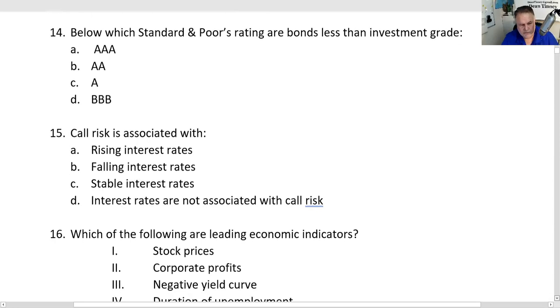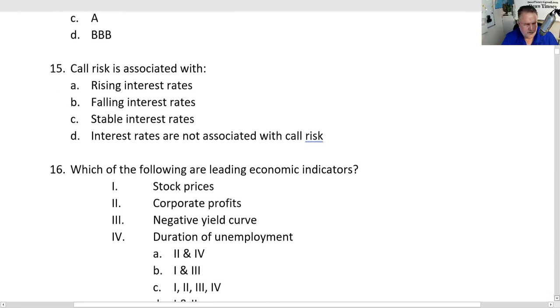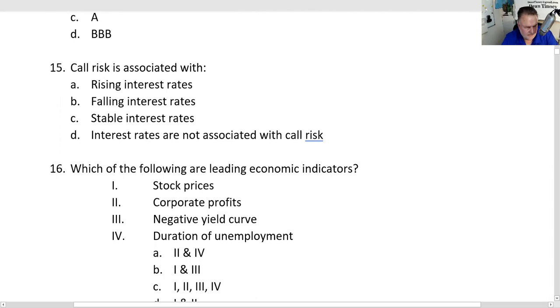As I told you, call risk, very testable, is associated with a falling interest rate environment. So one of the risks you have is when interest rates go down, it's much more likely if you have bonds in your portfolio, they're going to get called away from you.